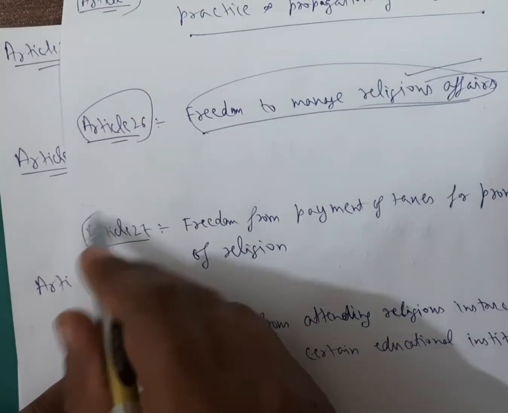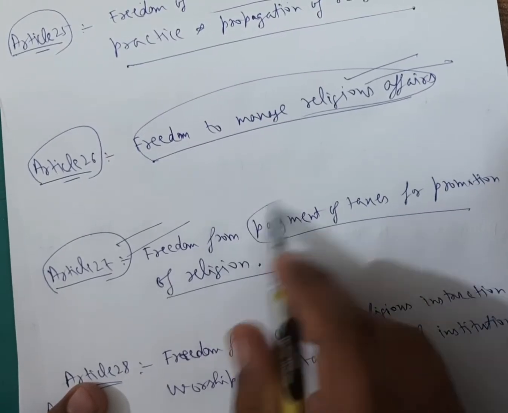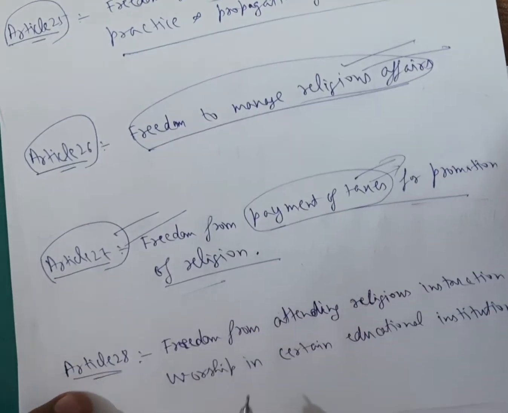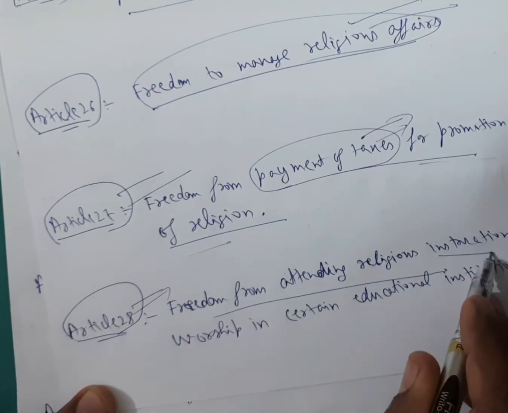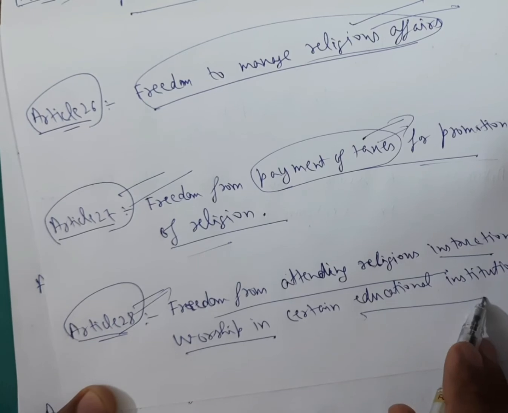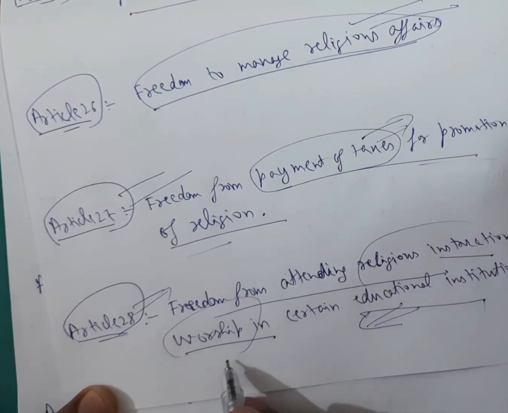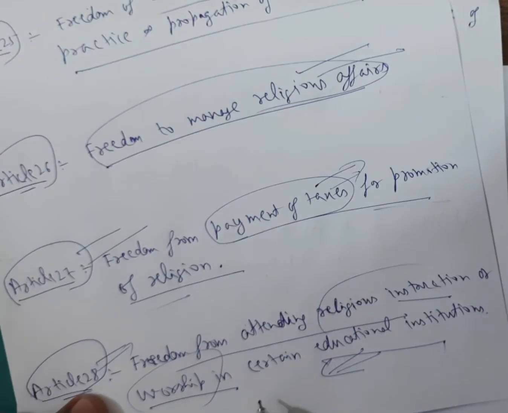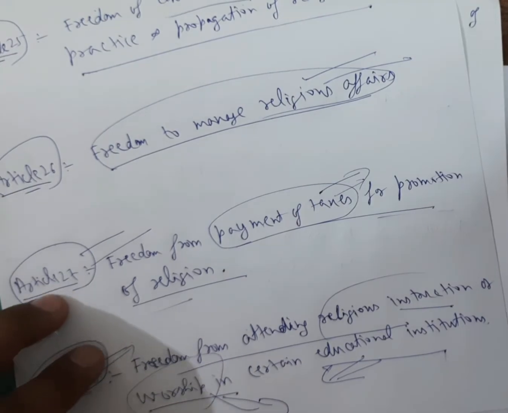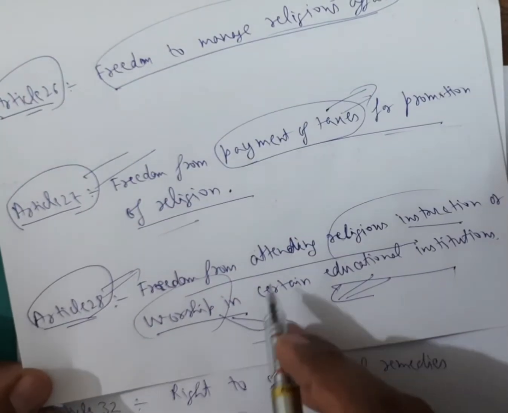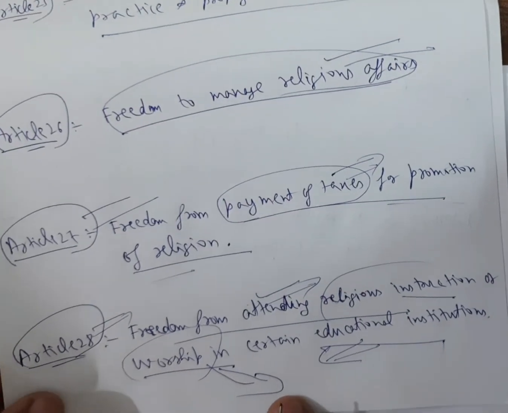And then we go on to article 27, which is freedom from payment of taxes for promotion of religion. There will not be any taxes levied on them for the promotion of religion. And then article 28, that is freedom from attending religious instruction or worship in certain educational institutions. You may have seen that certain educational institutions have some religious instruction or certain ways of worship. A person who is not comfortable with those things can leave, and they have the freedom. They will not be forced to attend those religious instructions or worships.